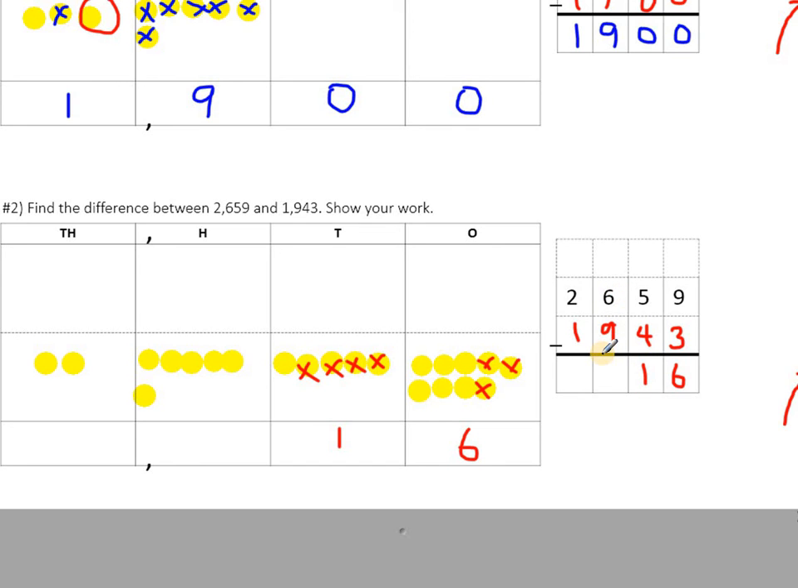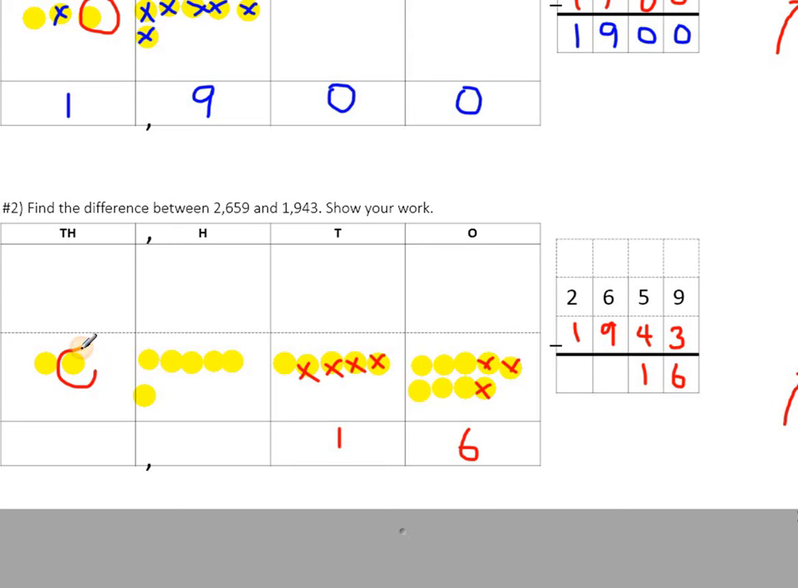Now I'm ready to work on the hundreds, and I can see I've got 600, but I need to give away 900. If I have 6 cookies, I can't give away 9 cookies. So I've got to borrow. This 6 is going to go to the thousands place and borrow 1,000.